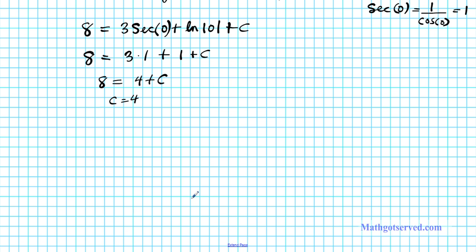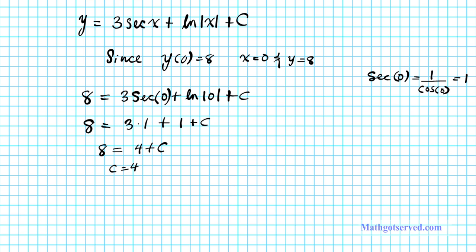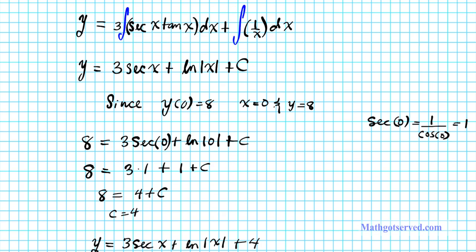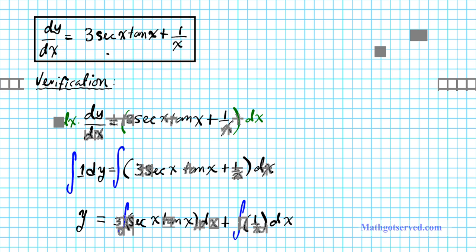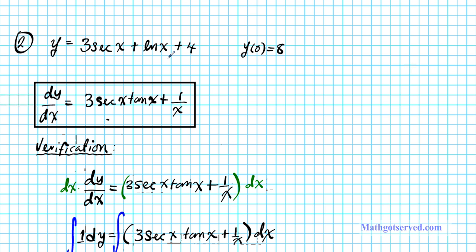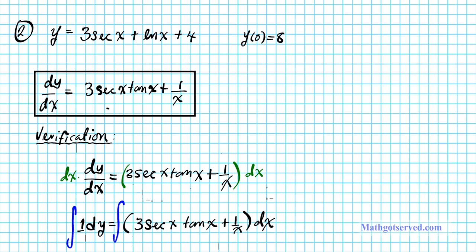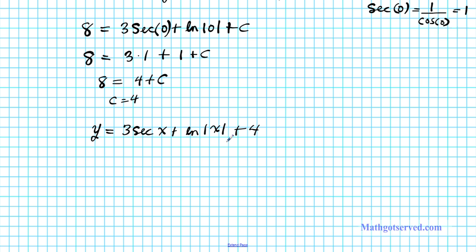Now we plug in this c value into the antiderivative we found earlier. Here, we're going to have a final result, which is y equals 3 secant x plus the natural logarithm of the absolute value of x plus, instead of c, 4. All right? Now, is this the same thing as what we started with? Let's go ahead and compare. We had 3 secant x plus the natural logarithm of x plus 4. And then we have 3 secant x plus the natural logarithm of x plus 4.